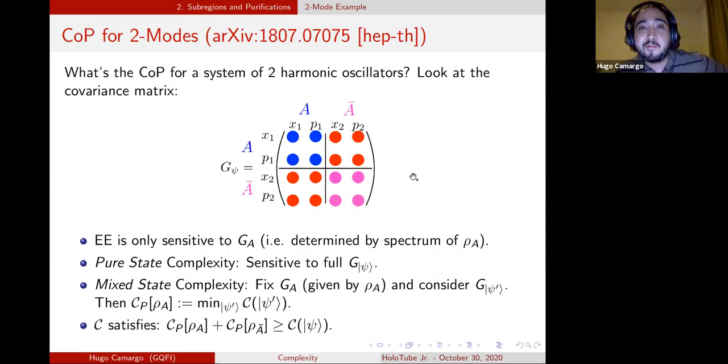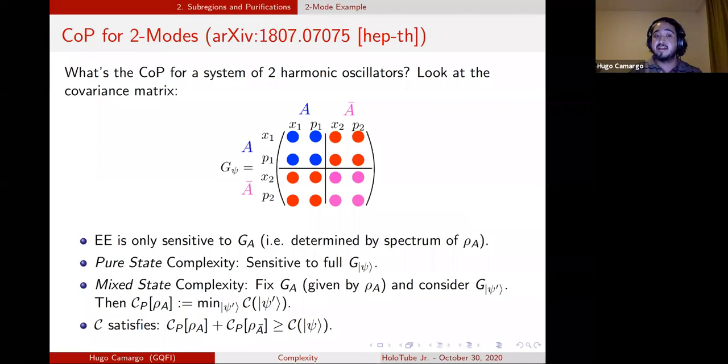Now, it is also interesting to compare what entanglement entropy is sensitive to in this case. If we take these two harmonic oscillators in a pure state, then once we trace out one of the oscillators, we will have only one of them, and hence the entanglement entropy will only be sensitive to, for example, this blue portion of the covariance matrix. In other words, it will be determined by the spectrum of the reduced density matrix for one of them. On the other hand, pure state complexity, if we take the two harmonic oscillators in a pure state, will be sensitive to the information pertaining to the whole covariance matrix. And if we look at the complexity of either one of the oscillators, then it will again only be sensitive to information either in A or in A bar.